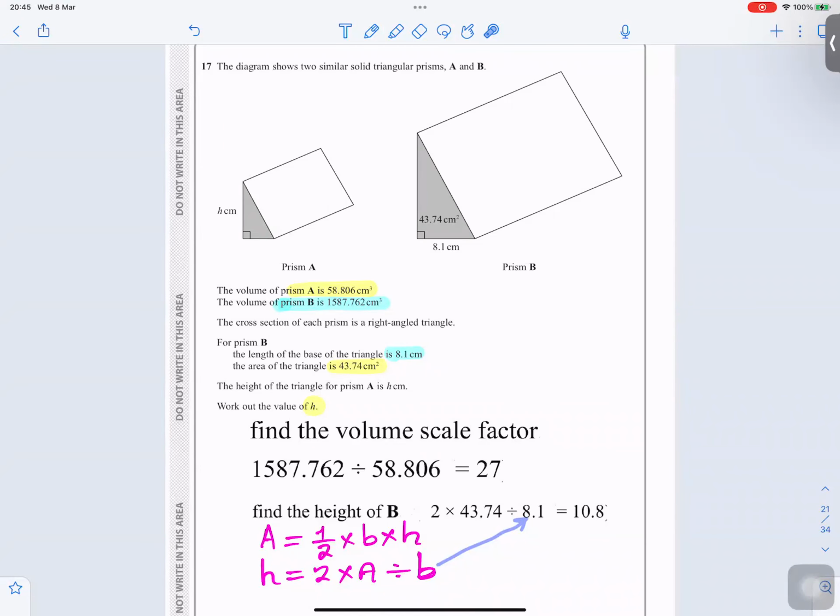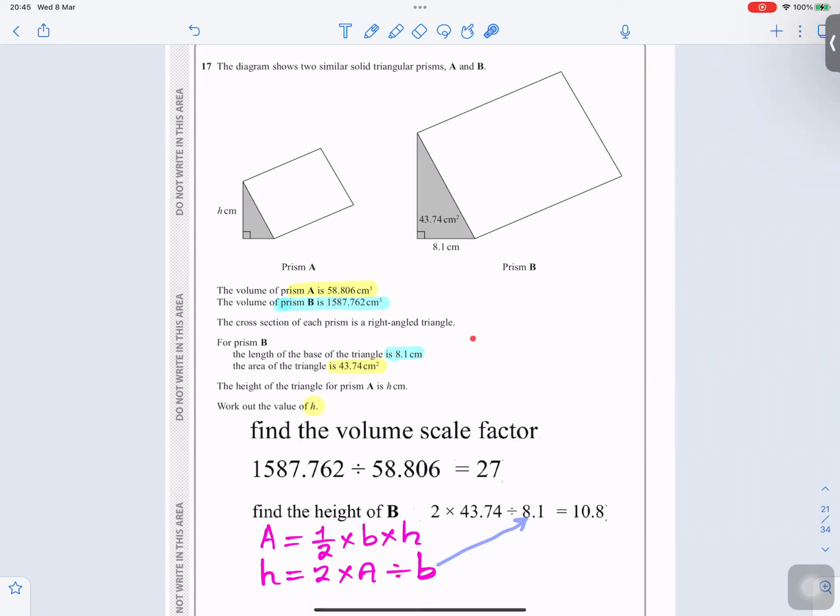Question number 17. The diagram shows 2 similar solid triangular prisms, A and B. The volume of prism A is 58.806. The volume of prism B is 1,587.762. The cross section of each prism is a right angle triangle. For prism B, the length of the base of the triangle is 8.1 and the area is 43.74. The height of the triangle for prism A is h. Work out the value of h.